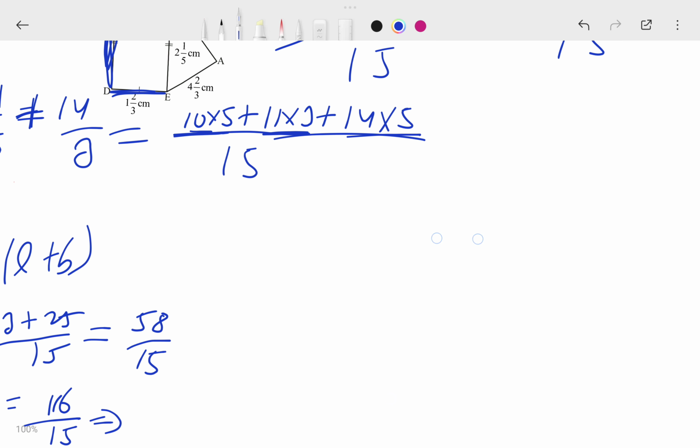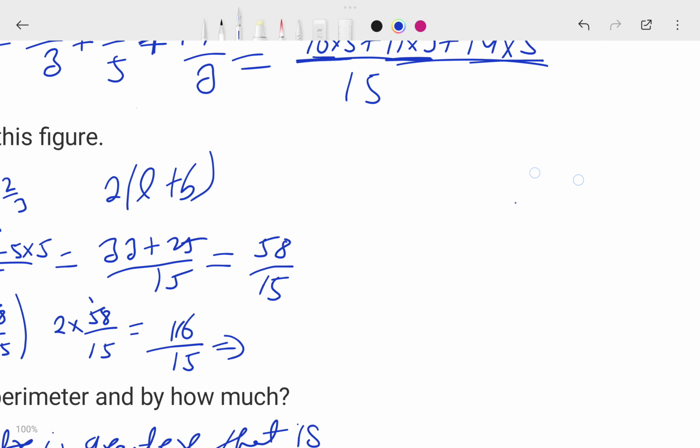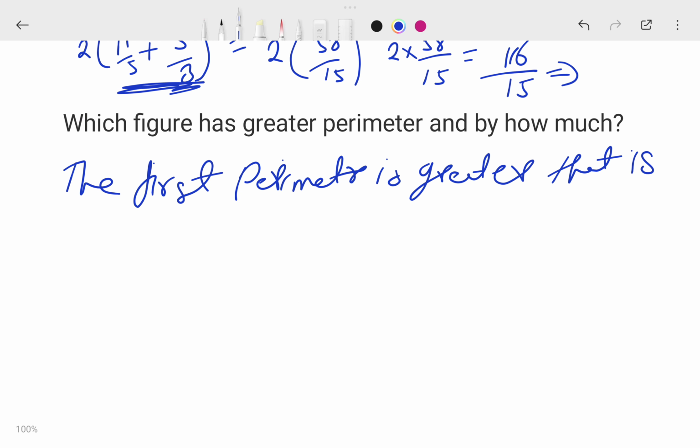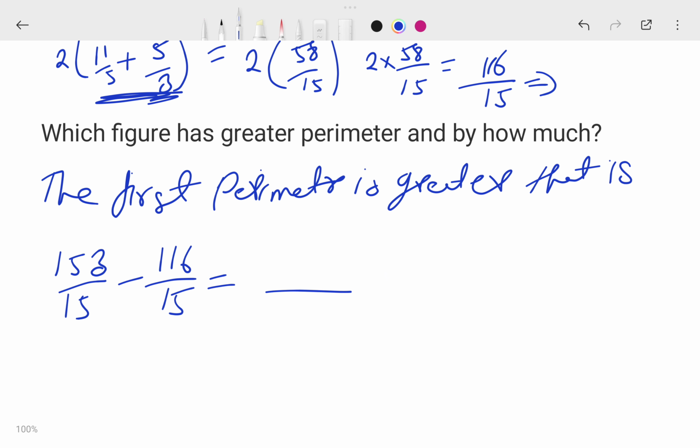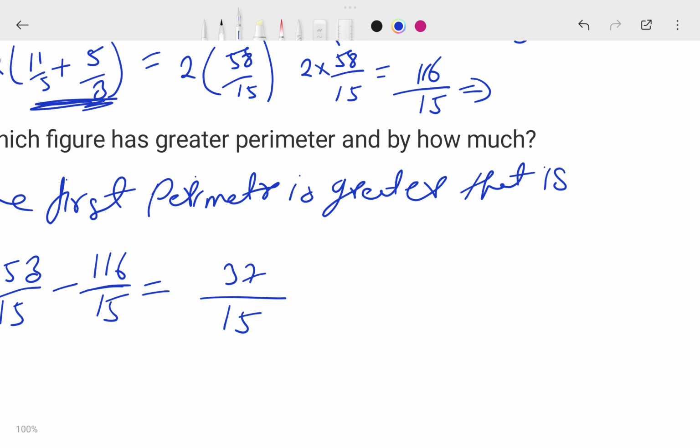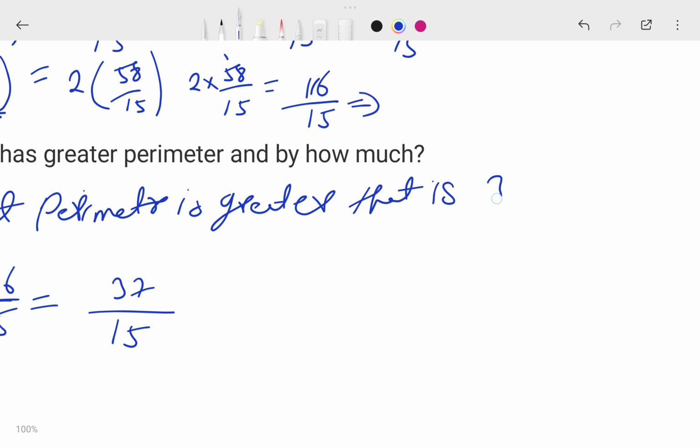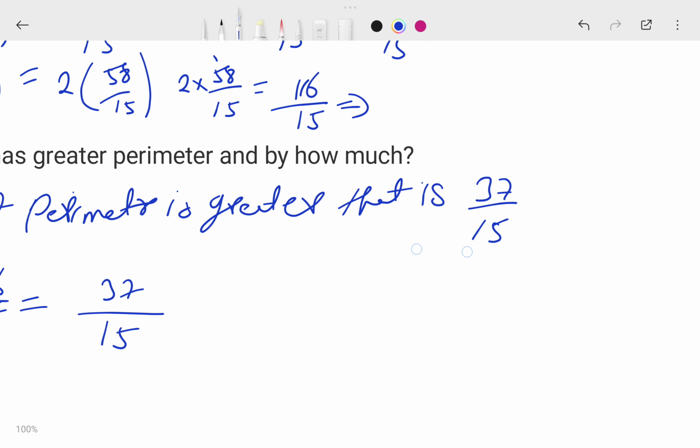So the first one, how much is it? The first one is 153 by 15, and the second one is 116 by 15. So when you subtract this, we will understand which is greater and which is less, meaning which is very low. So this is going to be 153 minus 116, which is going to be 37 by 15. So the first perimeter is greater by 37 by 15. So this is the answer.